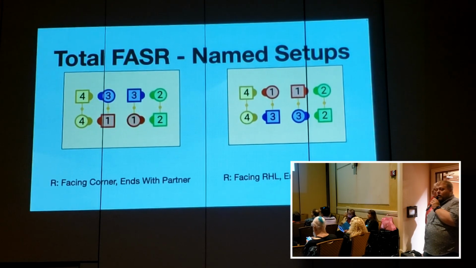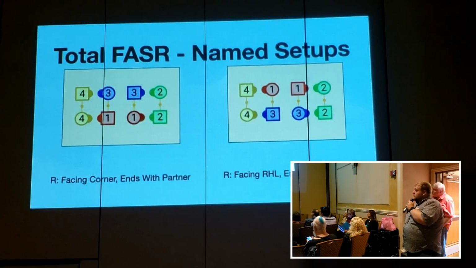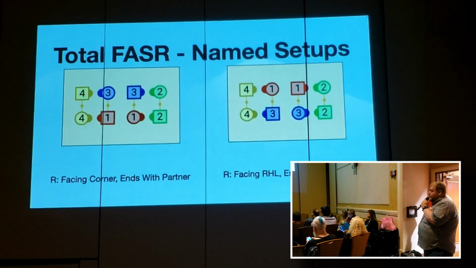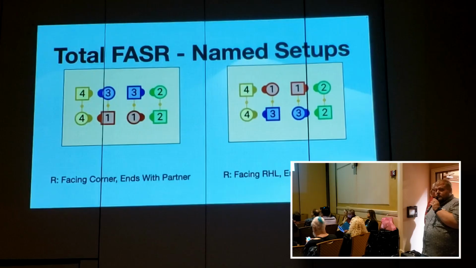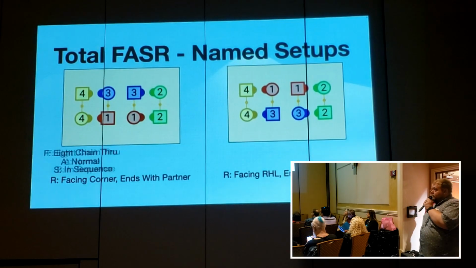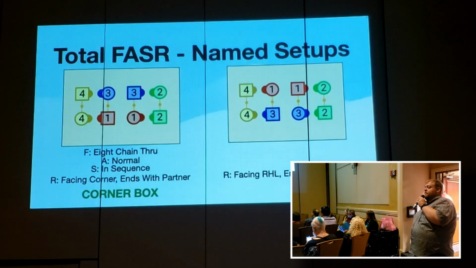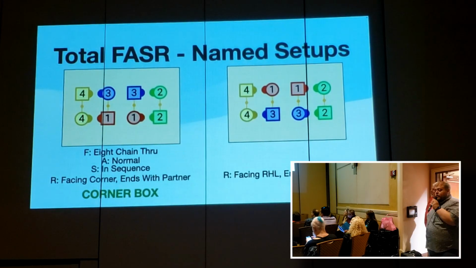A chain through. What is the arrangement? Arrangement is normal because the boy is on the left. And the sequence, everybody's in sequence. We call this beautiful thing the corner box, or the place you call element left. Very important. The result of a head square through 4.